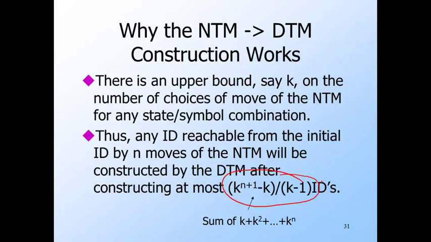The exact formula is not important. The point is that k is finite and n is finite, so the number of IDs examined is finite. To see this point, notice that all the IDs reachable after one move are put on the queue before any ID that is reachable by 2 moves, and all the IDs reachable by 2 moves are placed there before we get to any ID that takes 3 moves to reach, and so on. That is, the queue is organized shortest distance first.